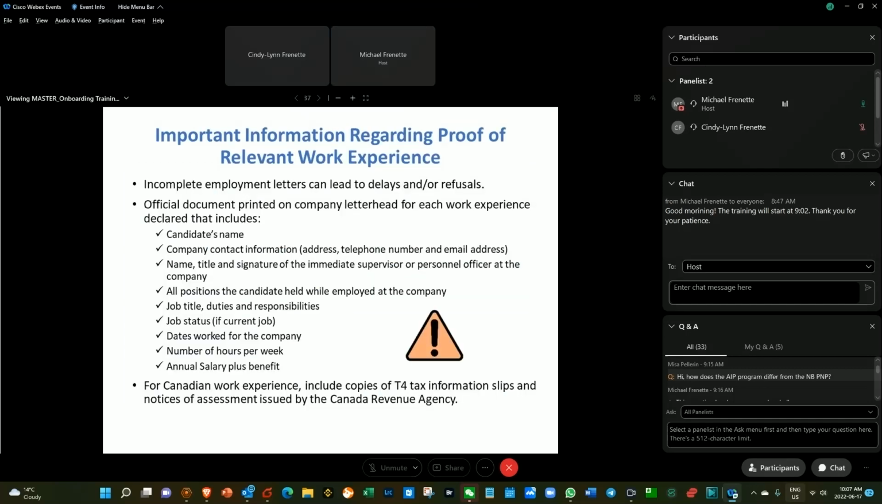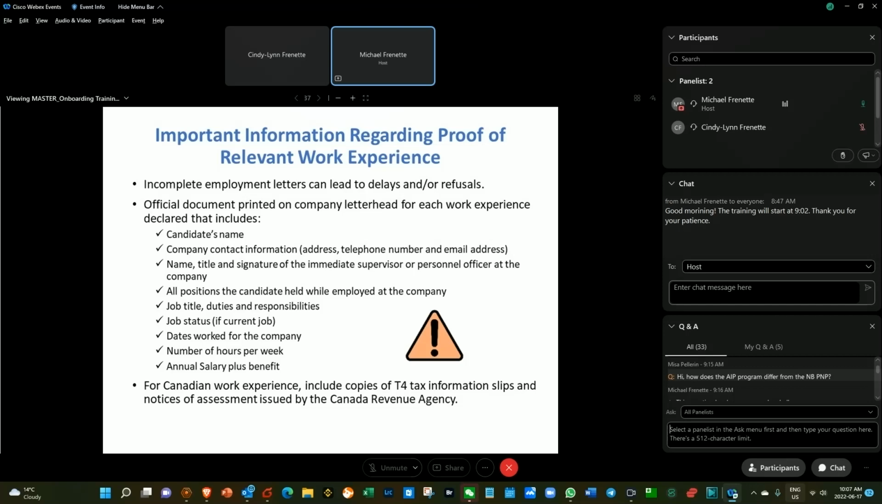So let's look more closely at the proof of relevant work experience. It is important that your candidate's supporting documents are detailed enough to satisfy an officer of the work experience history. Incomplete employment letters can lead to delays or a refusal. The candidate must also submit proof for each work experience declared.